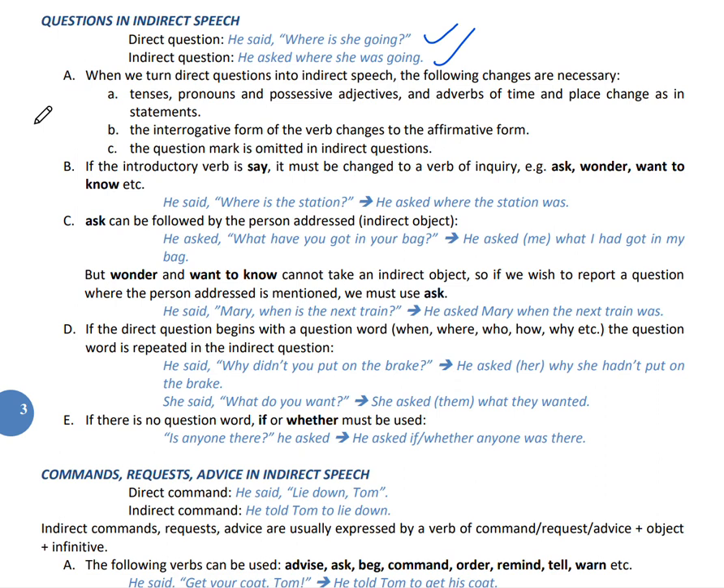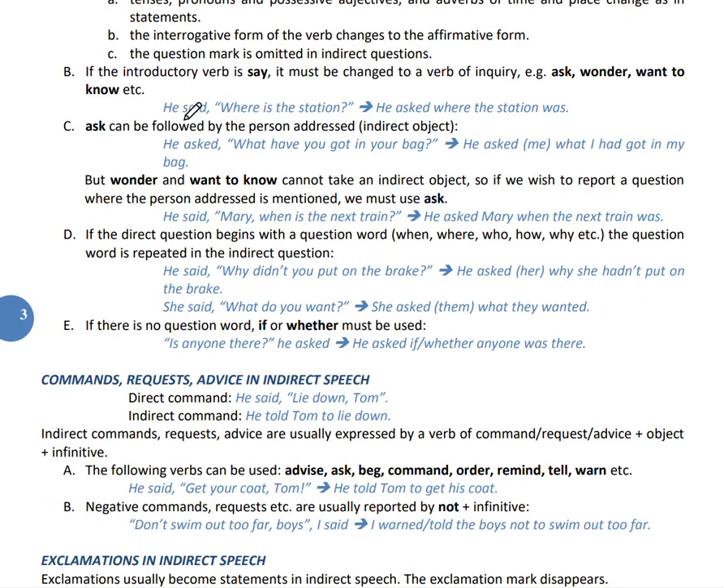If the introductory verb is "say," it must be changed to a verb of inquiry. Example: ask, wonder, want to know, enquire, etc. Now, in here he said, "Where is the station?" And in indirect speech, it is said as he asked where the station was. Okay, that's indirect speech.